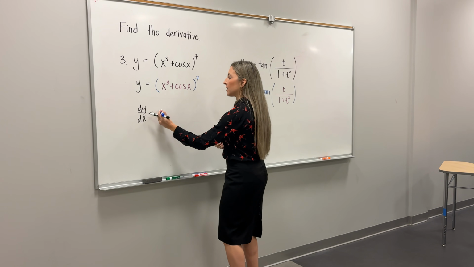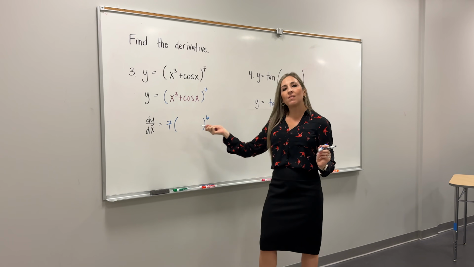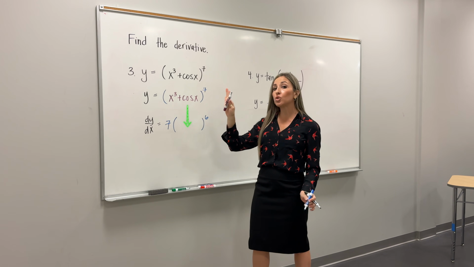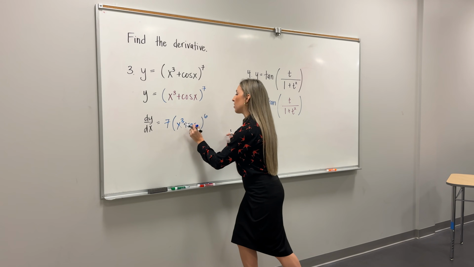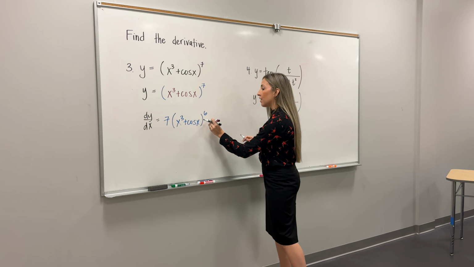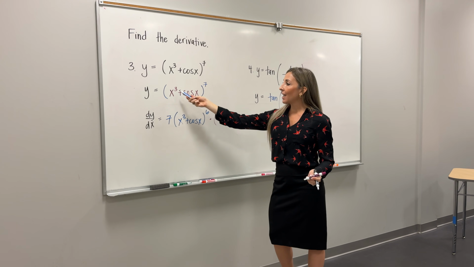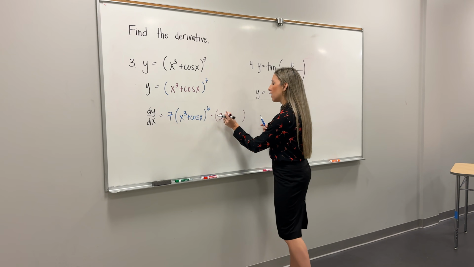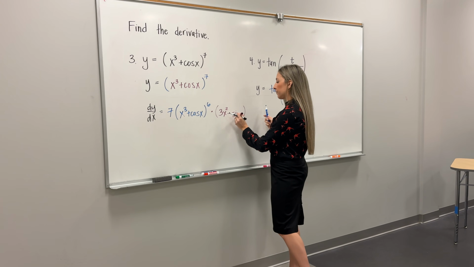So bring that exponent down front. Don't forget the new exponent is 6, and just leave these parentheses blank for now, okay? You rewrite exactly what you have inside. Remember, don't touch what's on the inside. We're taking the derivative of the outermost function right now. Then it's chain rule time, so I'm going to multiply by the derivative of the function inside. So the derivative of x cubed plus cosine x is going to be 3x squared, and then derivative of cosine x is negative sine x.